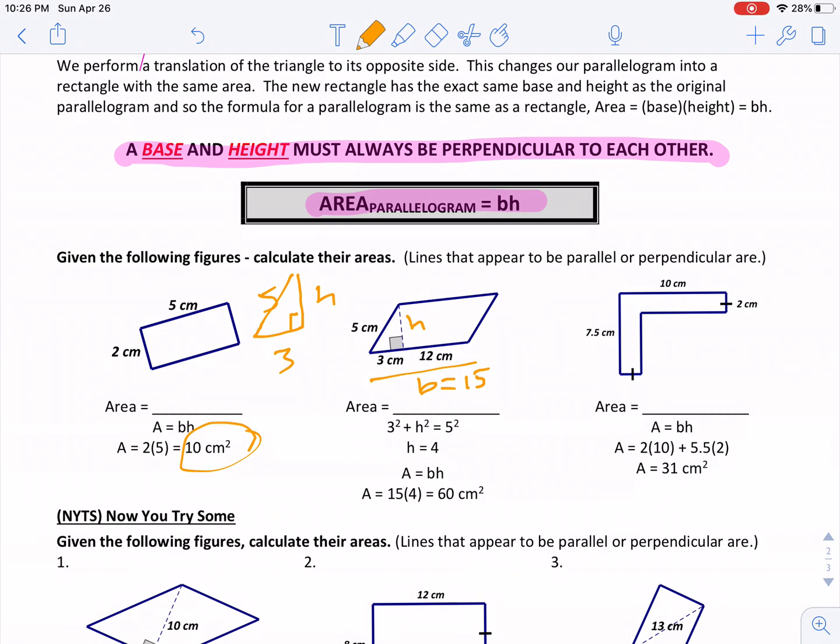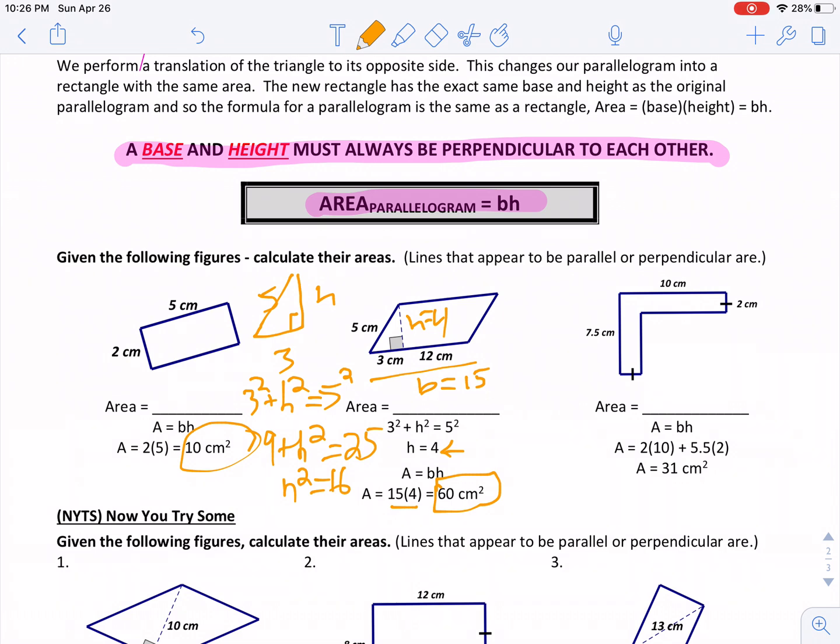It's a right triangle, so we can use the Pythagorean theorem. A squared plus b squared equals c squared. 5 is my hypotenuse, so it equals 5 squared. My a and b are 3 squared plus h squared. 3 squared is 9, plus h squared. 5 squared is 25, so h squared is 16. H is 4, as we see right there. Base times height is my area formula. 15 times 4 gives me 60 centimeters squared.